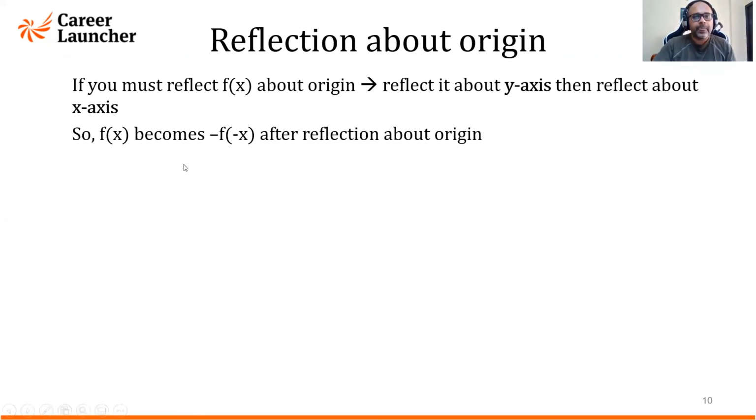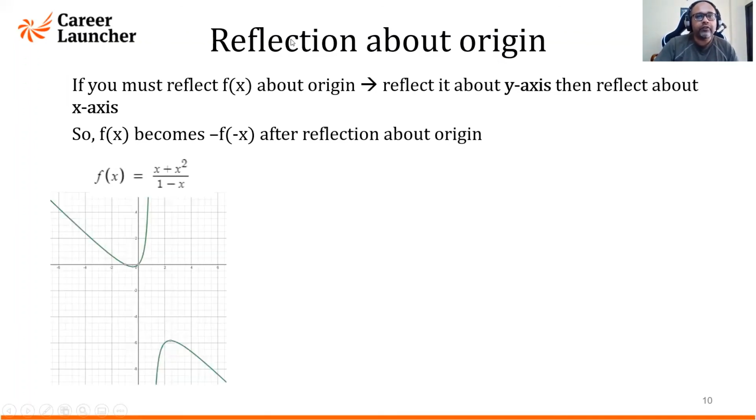Let's take an example. If you are given a function f of x and you want to find its reflection with respect to the origin, you need to find minus f of minus x, and this will be the reflection with respect to the origin, right? So let's look at an example. Let us say this function is given to us. If I want to find the reflection of this with respect to my origin, which is my point of reflection, this should come all the way here.